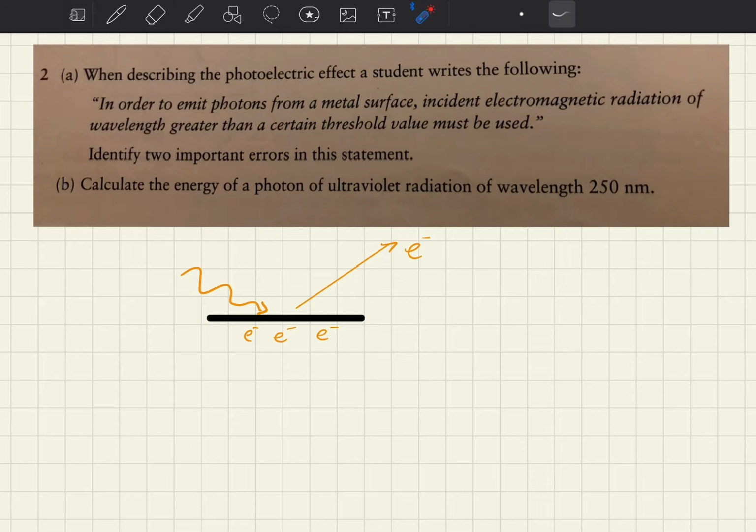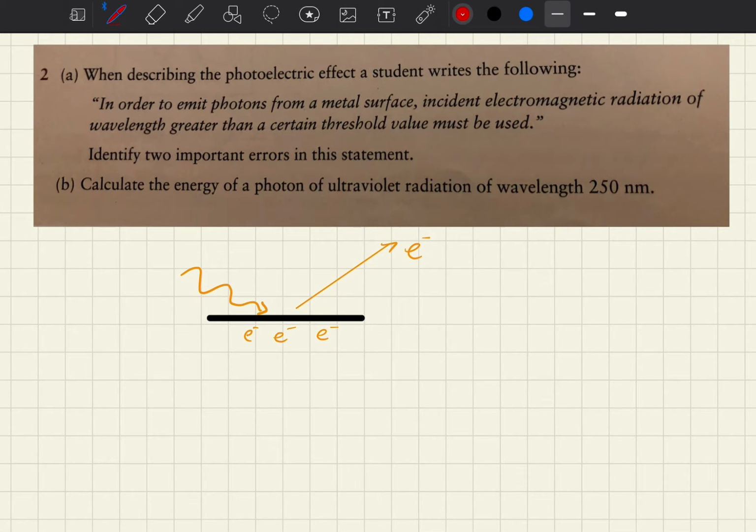And then the other error is that incident electromagnetic radiation of wavelength greater than a certain threshold value must be used. The threshold value is energy, so that's going to be phi, and that is a quantized value which is equal to h times f, which is Planck's constant times frequency. So our threshold value is in joules. It's not going to be anything to do with, well, it's something to do with wavelength, but it's not going to be in wavelength.